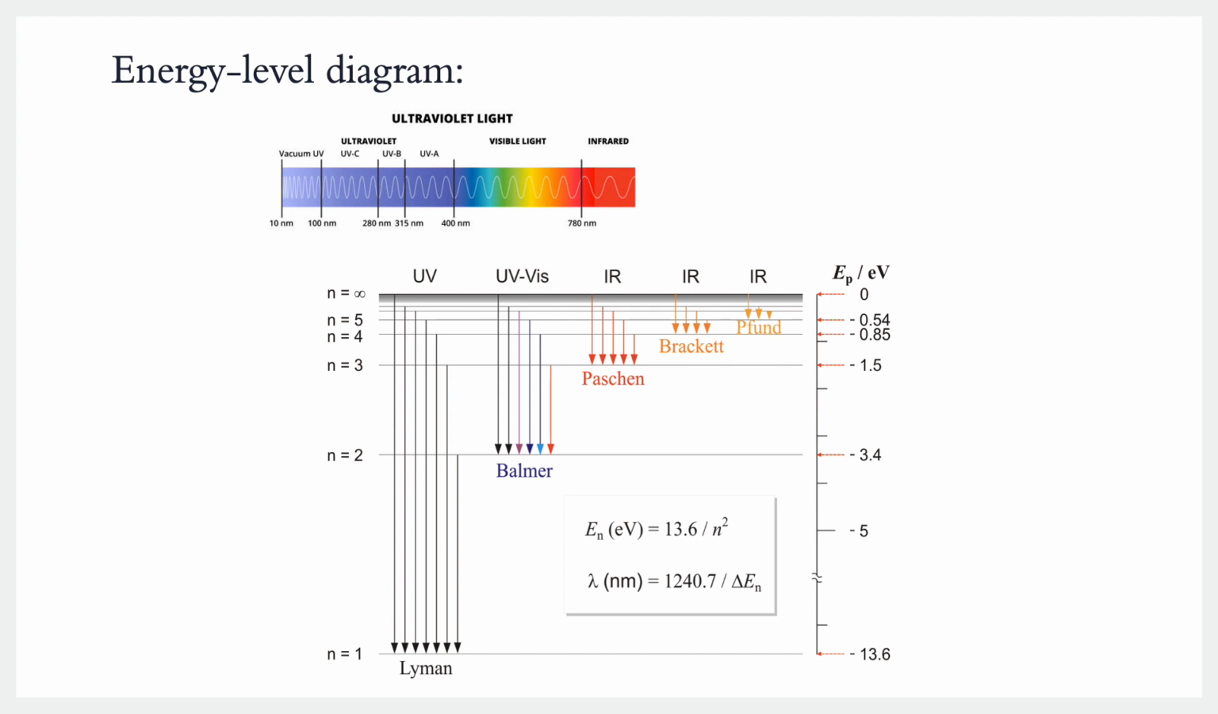So in this figure is an energy level diagram for the hydrogen atom. Quantum numbers n are given on your left, and energies in electron volts are given on your right. The colored arrows for the Balmer series indicate that this series results in the emission of visible light, while the rest of the series results in the emission of ultraviolet and infrared radiation.